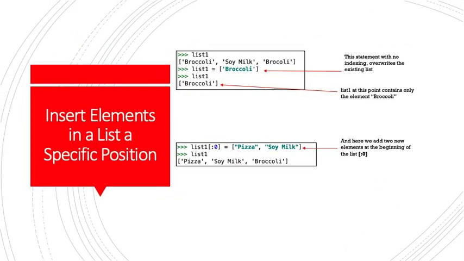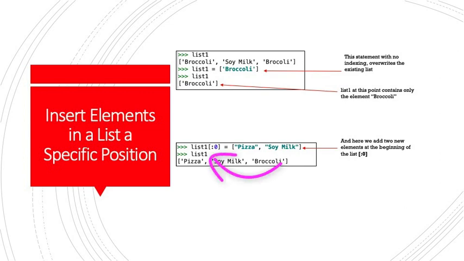And here we're going to be inserting elements at a specific position within a list. So we have list1: broccoli, soy milk, and broccoli. If we do list1 equals broccoli, this statement with no indexing or slicing at all overwrites the entire existing list. So now list1 is simply broccoli.